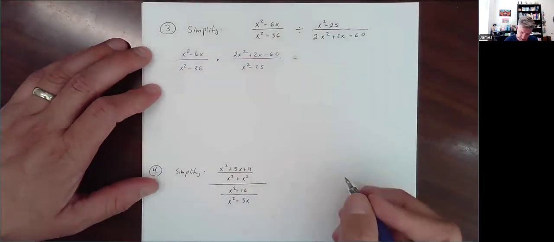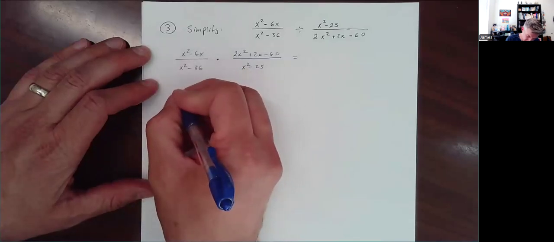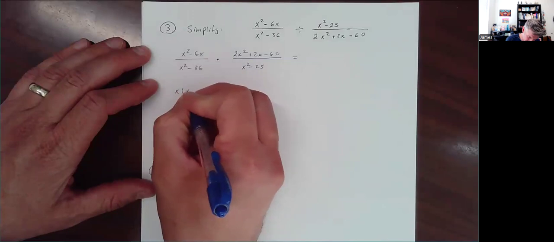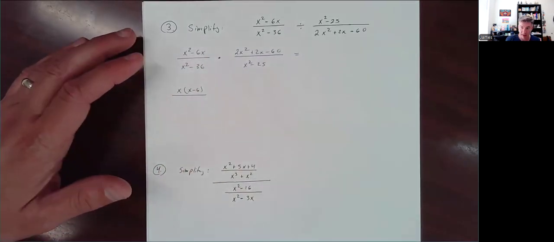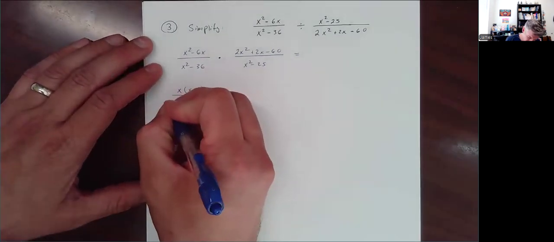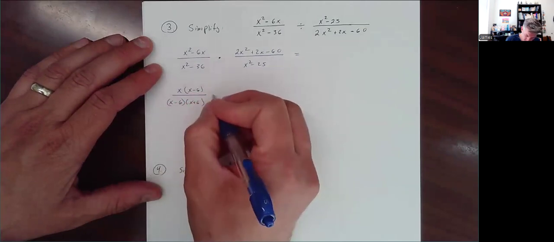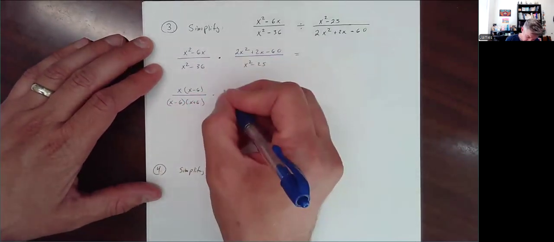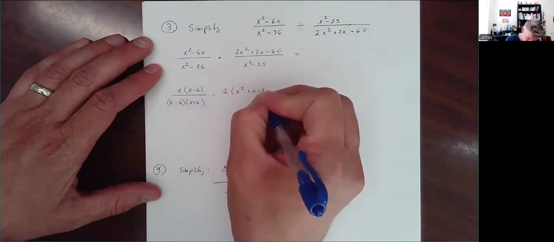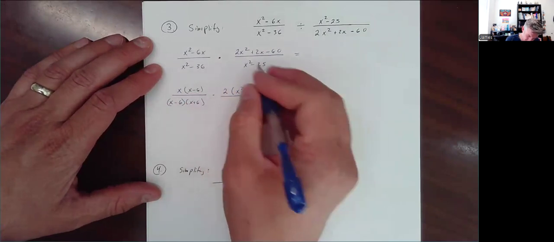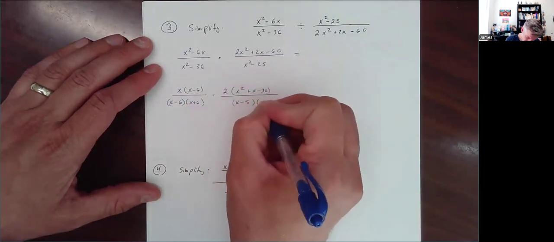So now we'll start simplifying as much as possible. From each factor, well, the x squared minus 6x, I can factor out an x with x times x minus 6. From the x squared minus 36, that is a difference of squares. It's x squared minus 6 squared. So I'm going to write it as x minus 6 times x plus 6. Over here in the numerator, I have a greatest common factor of a 2, left with x squared plus x minus 30. In the denominator, x squared minus 25 factors as x minus 5 times x plus 5.